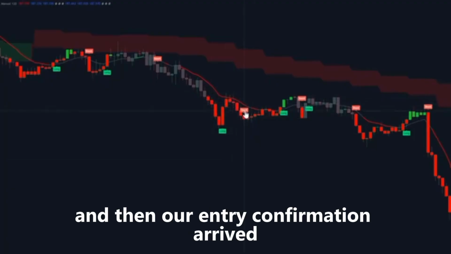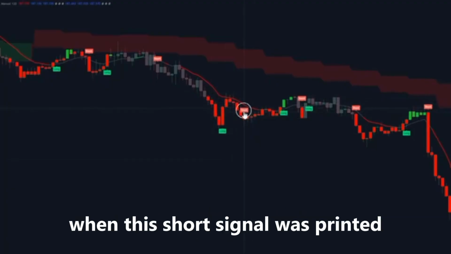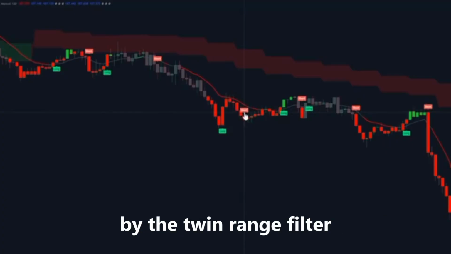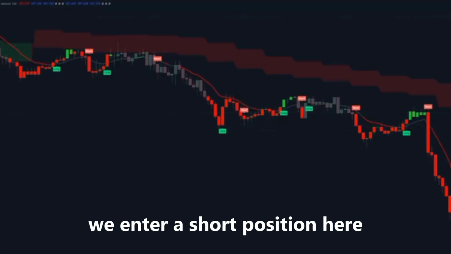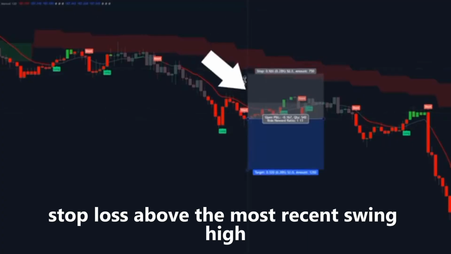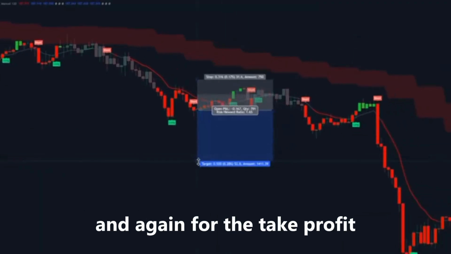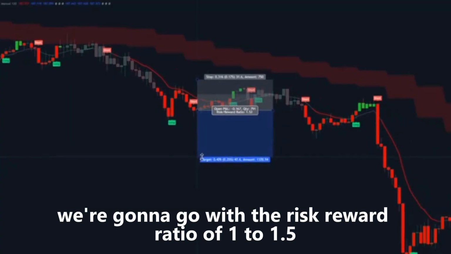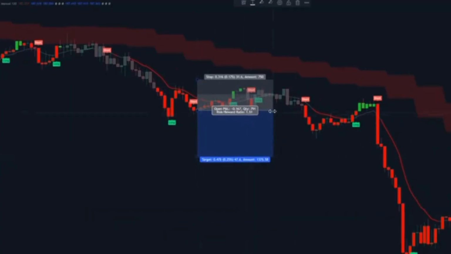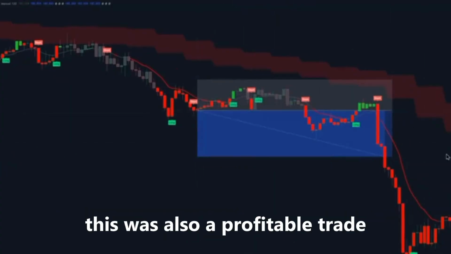And then our entry confirmation arrived when this short signal was printed by the Twin Range Filter. We enter a short position here, stop loss above the most recent swing high. And again, for the take profit, we're gonna go with a risk reward ratio of 1 to 1.5. This was also a profitable trade.